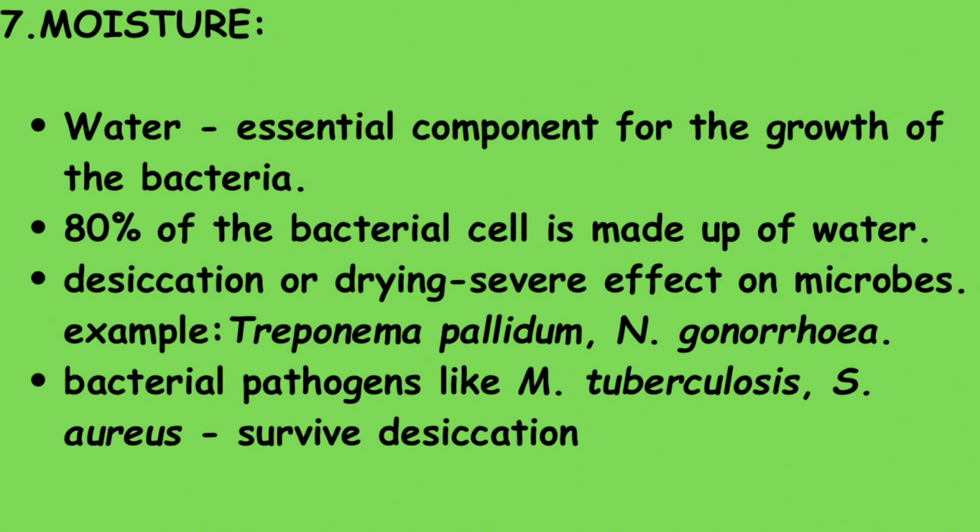Moisture. Water is an essential component for the growth of bacteria. 80% of a bacterial cell is made up of water. Desiccation or drying can have a severe effect on the microbes. An example is Treponema pallidum and Neisseria gonorrhoeae. These microorganisms can die easily due to desiccation. Whereas bacterial pathogens like Mycobacterium tuberculosis and Staphylococcus aureus can survive desiccation for several weeks. So the moisture content is needed to maintain optimum growth for the microorganisms.